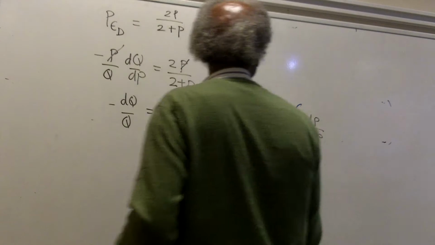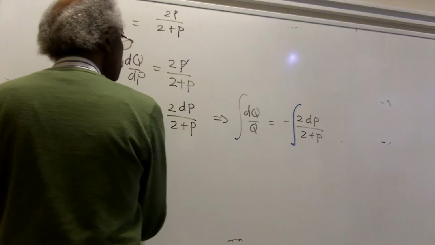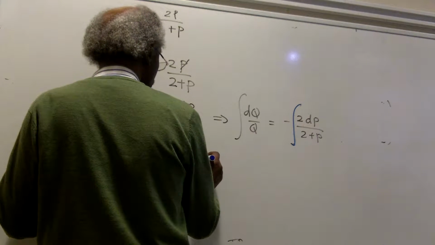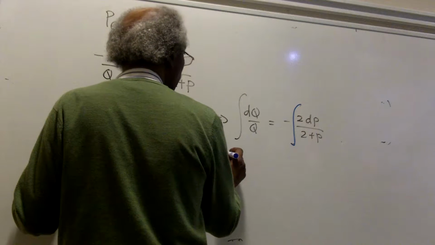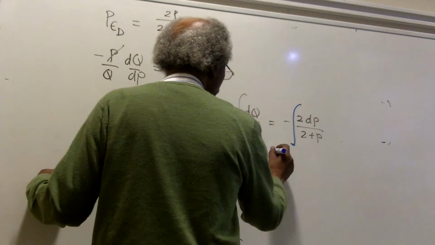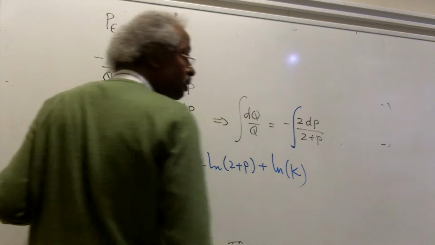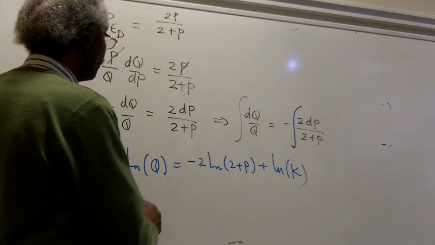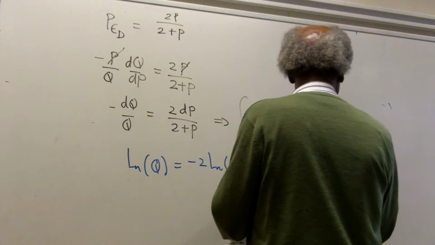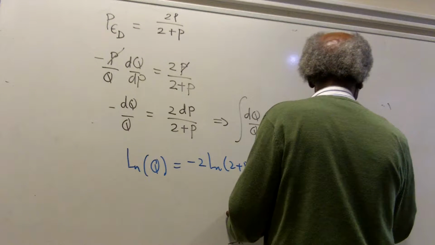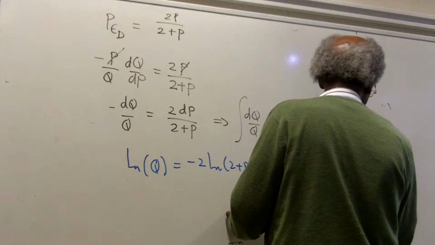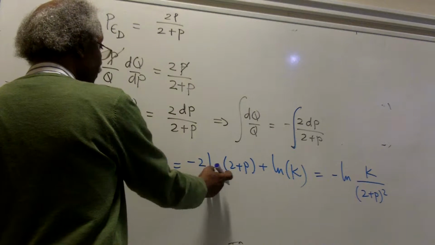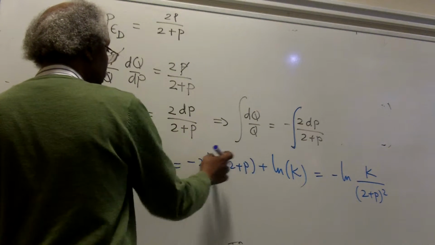Let's use integration. This is going to give me ln Q is equal to minus 2 ln(2 plus P). I can take a constant as an ln of a constant. That's possible. So therefore, this is equal to minus ln K over (2 plus P) squared, like so. Because there's a number 2 in front of ln, I can put it there. And then there's a minus, I can put 1 over.